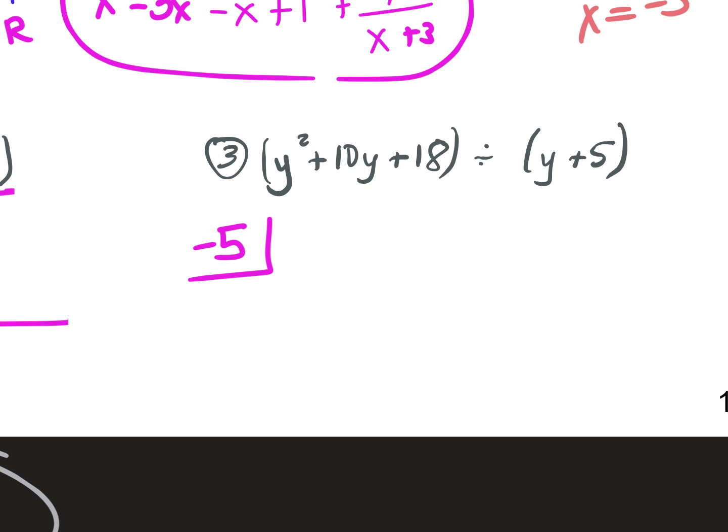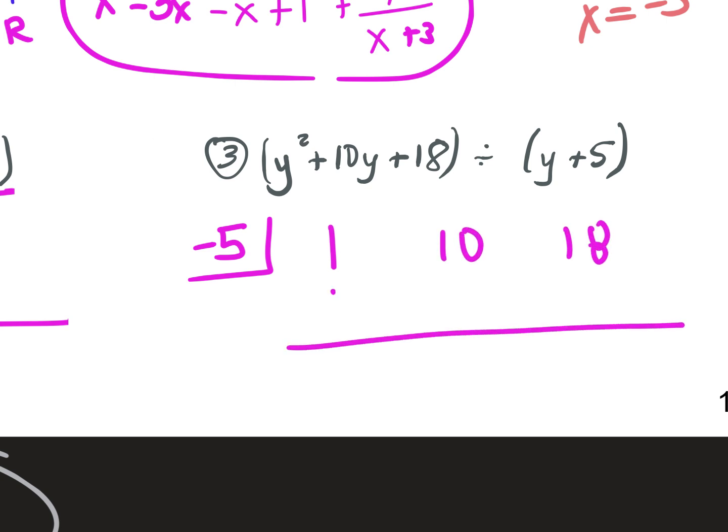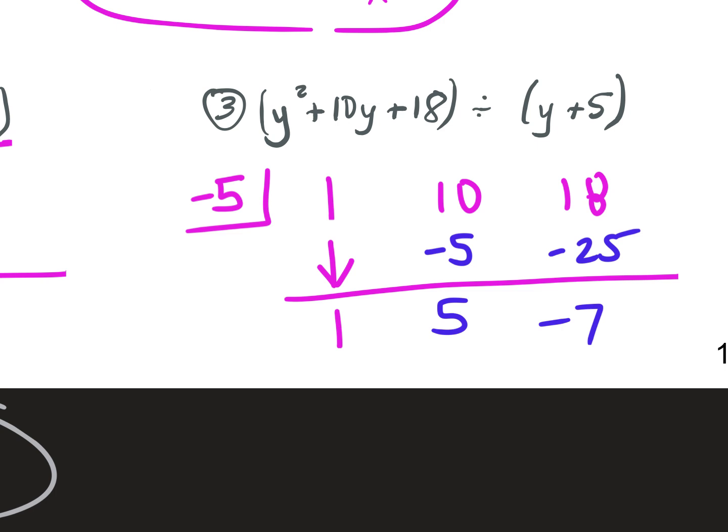Okay, so my coefficients of my polynomial. What's the coefficient of y squared? 1. Coefficient of y? 10. Constant? 18. I don't have any gaps or anything. I don't have to account for any missing pieces. So I bring down my first term. Multiply to the corner. What's 1 times -5? -5. Put that right here. So I add down. What's 10 plus -5? 5. Multiply to the corner. 5 times -5? -25. And we add down. What's 18 and -25? -7. Okay. So since I started off with y squared, my answer is going to start with 1 less. So it's what?